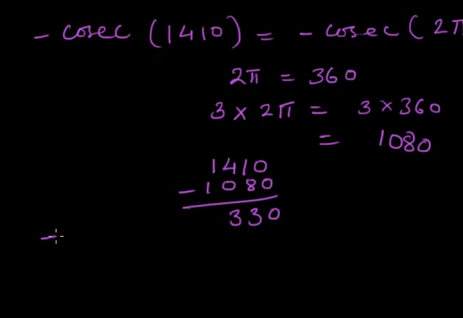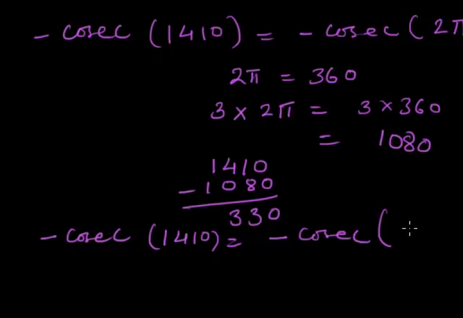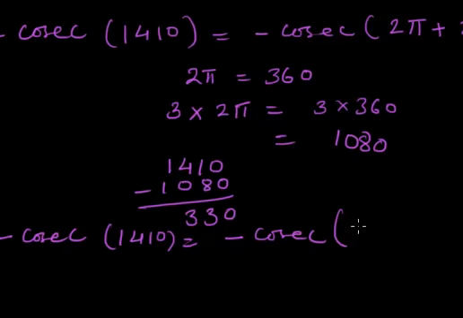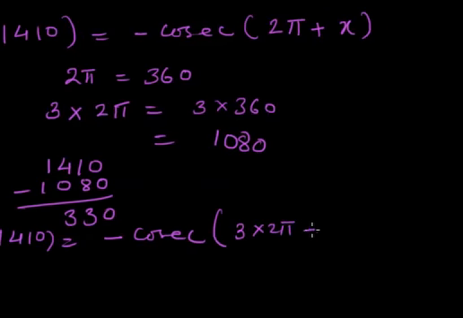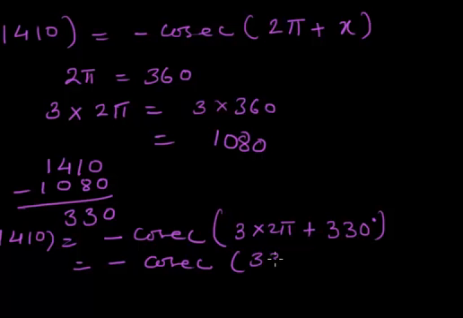So my value minus cosec 1410 can also be expressed as minus cosec of 3 times 2π plus this x, which is 330 degrees. Now cosec(2nπ + θ) equals cosec θ. So the bigger value 1410 has been reduced to 330 degrees, and it equals minus cosec 330 degrees.